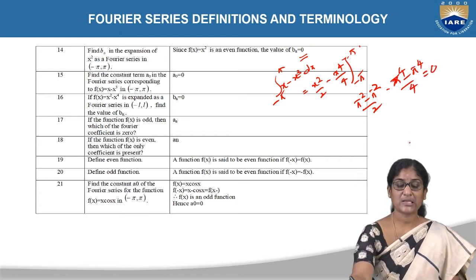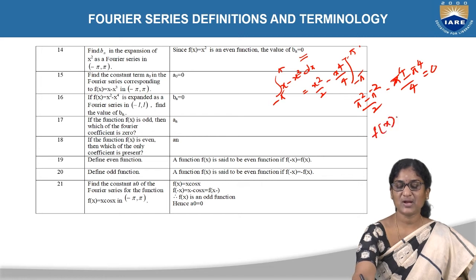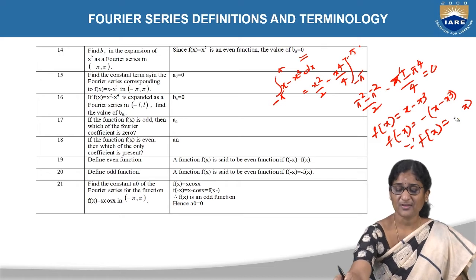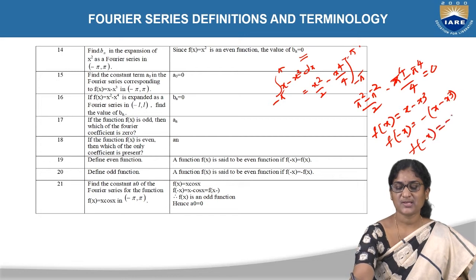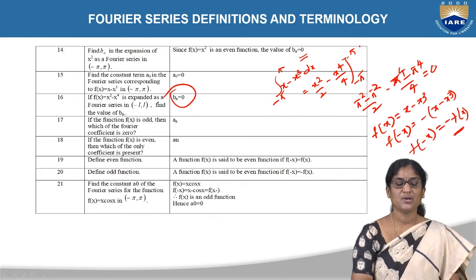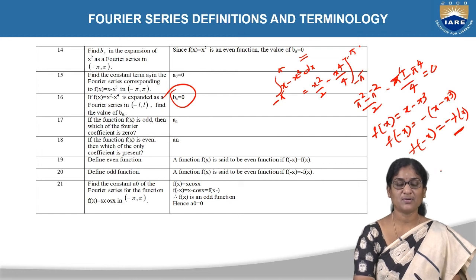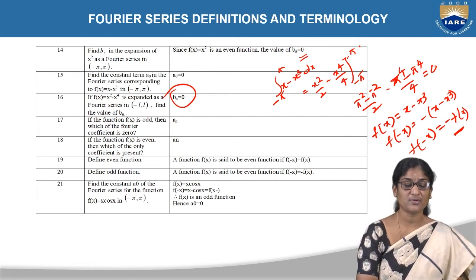This is one claim. Another claim: f of x is nothing but x minus x cube. So what is f of minus x? F of minus x is nothing but minus of x minus x cube, that is, f of minus x is equal to minus f of x. You can say that the Fourier coefficient b n reduces to 0, because this is an odd function. For odd functions, b n will be equal to 0. For even functions, a naught and a n will be equal to 0s.